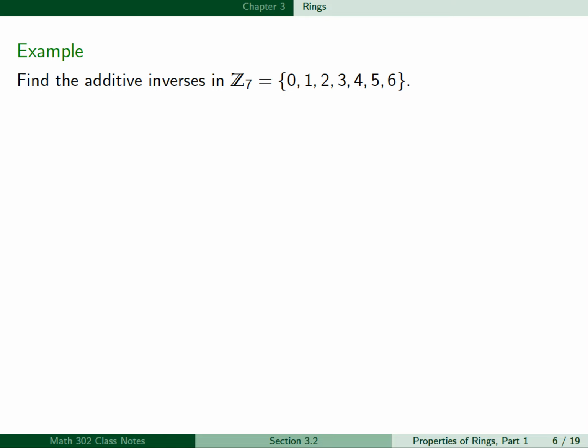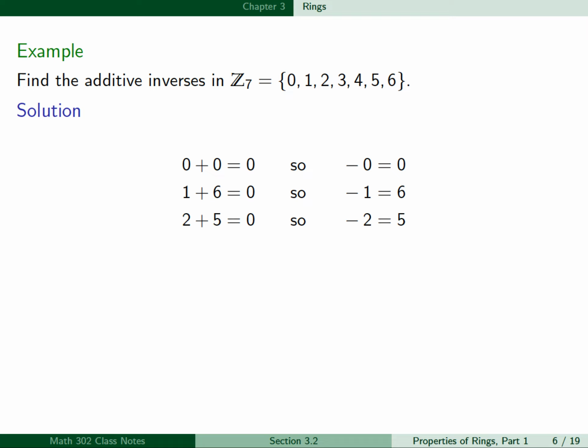For an example, we can find the additive inverses in Z7, which consist of the integers mod 7, 0 through 6. And 0 plus 0 equals 0. So this tells us that minus 0 is equal to 0. So 0 is what you add to 0 to get 0. 1 plus 6 is equal to 0. So 6 is what you need to add to 1 to get 0. So this tells us that minus 1 is equal to 6. The additive inverse of 1 is 6. 2 plus 5 is 0, so minus 2 is 5. 3 plus 4 is 0. So minus 3 is 4, and so on.